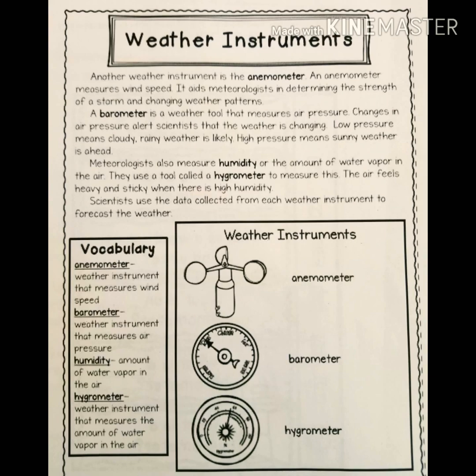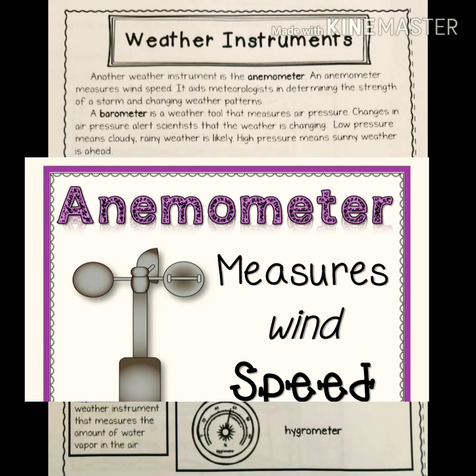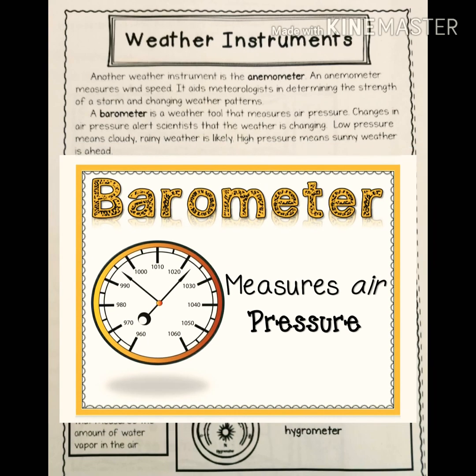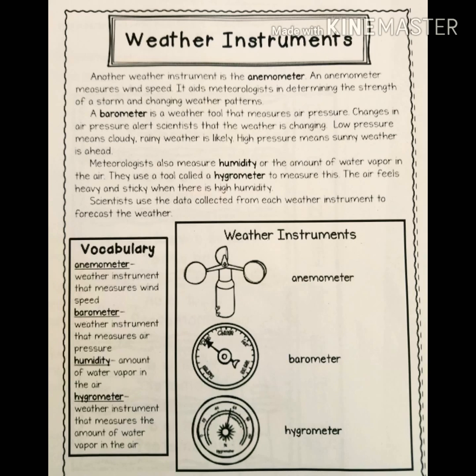Another weather instrument is the anemometer. An anemometer measures wind speed. It aids meteorologists in determining the strength of a storm and changing weather patterns. A barometer is a weather tool that measures air pressure. Changes in air pressure alert scientists that the weather is changing. Low pressure means cloudy, rainy weather is likely. High pressure means sunny weather is ahead.